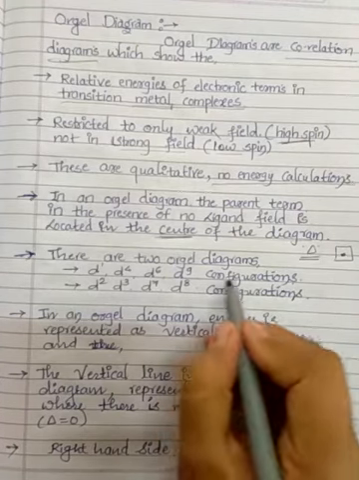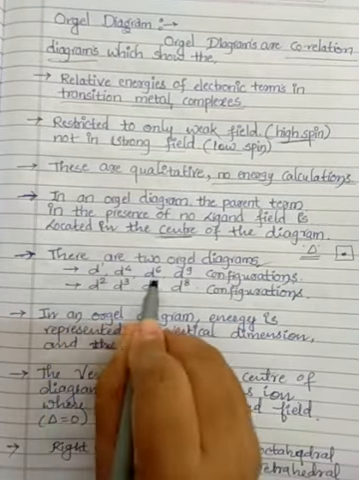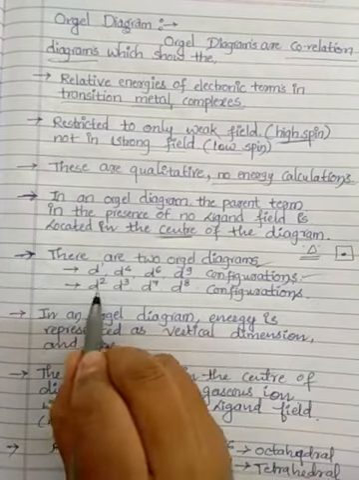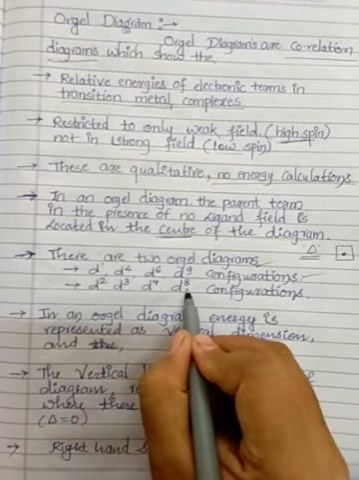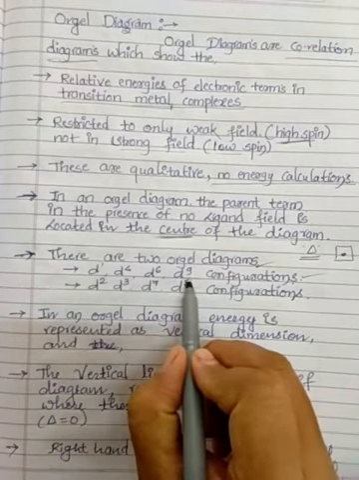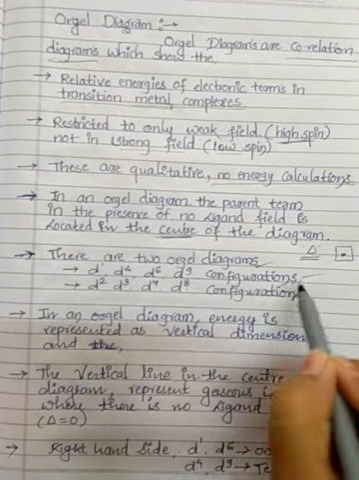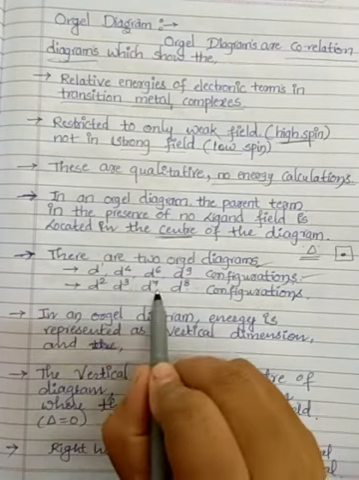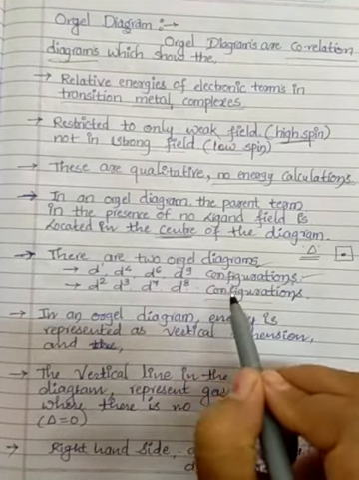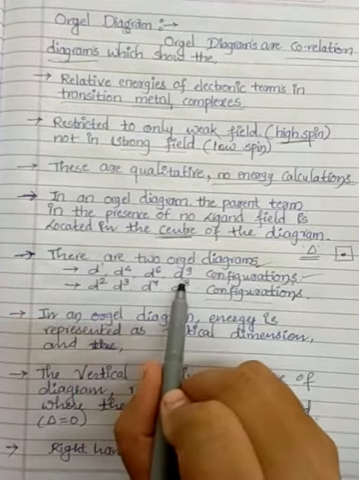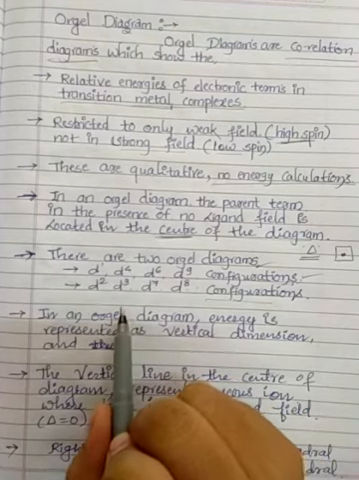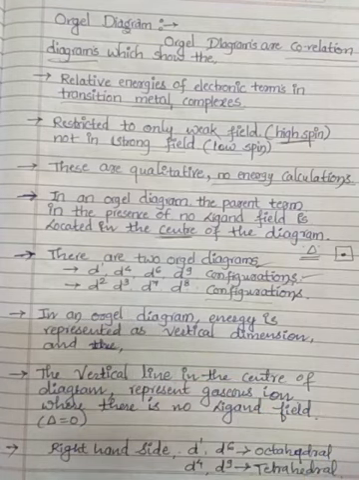Next part, there are two Orgel diagrams: one for D1, D4, D6, D9 configurations and another for D2, D3, D7, D8. From 1 to 9 d electrons the orbitals are degenerate, we already know that. In that, 1, 4, 6, 9 configurations and the remaining 2, 3, 7, 8 configurations. So there are mainly two Orgel diagrams. One is D1, D4, D6, D9, and another is D2, D3, D7, D8, with the terms due to that electronic configuration in a ligand field on each side, whether left or right side.